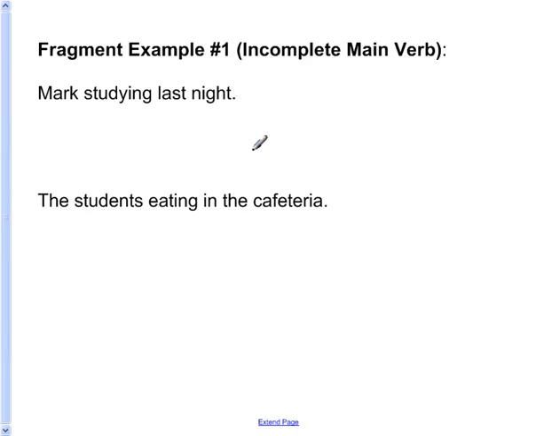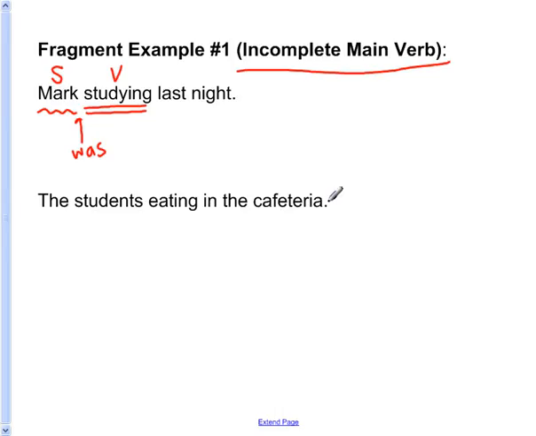Let's look at several examples. Fragment example number 1. In these sentences, there's an incomplete main verb. So both these sentences are incorrect. They are sentence fragments. The first sentence, Mark studying last night. Studying is a main verb, and Mark, in this sentence, is the subject. However, the main verb is missing a helper. In this case, we would have to add was for this to be an independent clause. As it is, it's a sentence fragment.